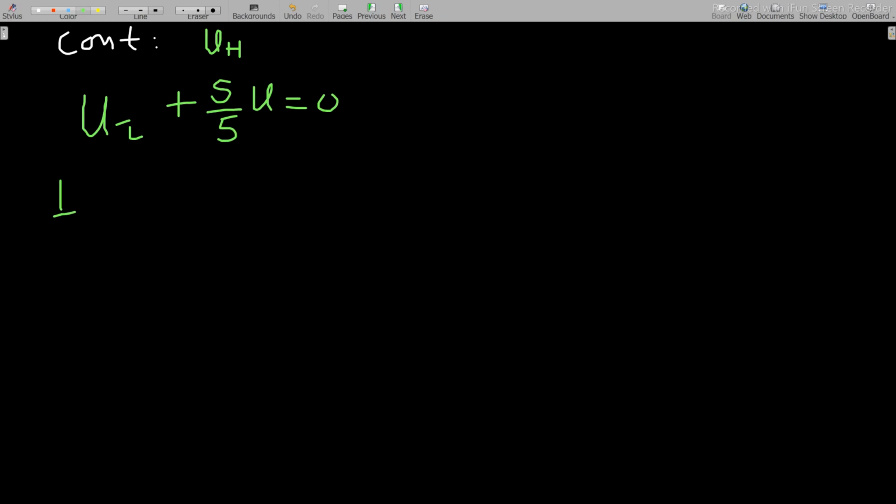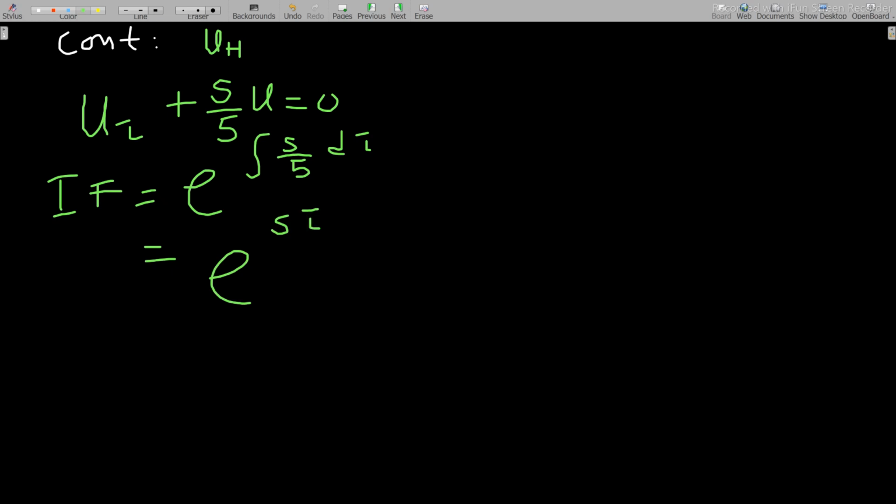Now I have to find something that we call integrating factor, which is equal to e to the power integral of the coefficient of u with respect to our variable of interest. The coefficient of u is s over 5, then the variable of interest is tau, and this will give me e to the s tau all over 5. Okay, and this is what I have. Now what I have to do is multiply the whole of this integrating factor through this equation.